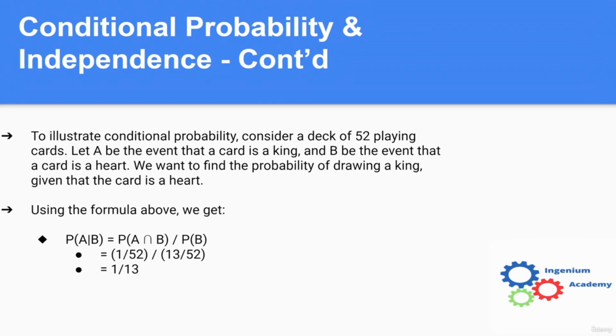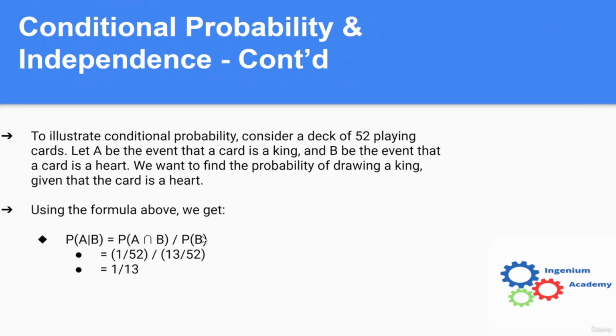So let's start with a really simple example. Let's imagine that we have a deck of cards, and we have 52 cards in that deck. We want to answer the question of what is the probability that a card is a king, given that the card is a heart. Event A is that it's a king, and event B is that the card is a heart. So the probability that a given card is a king, given that it is a heart, is going to be the probability that it's a king and a heart, divided by the probability that a card is a heart.